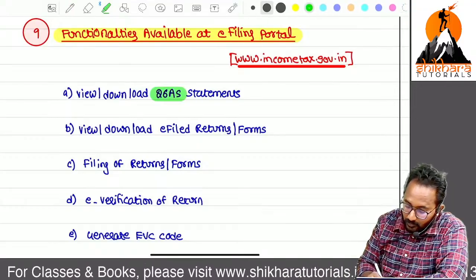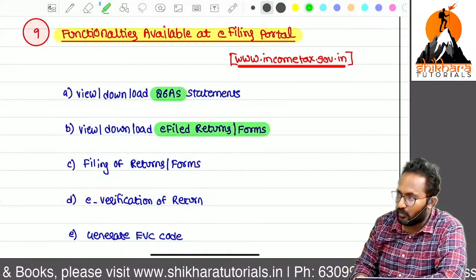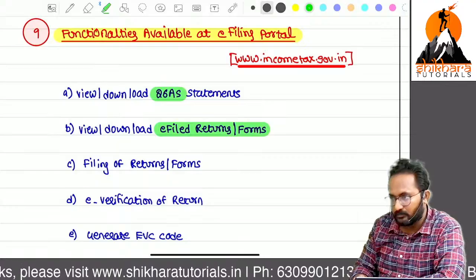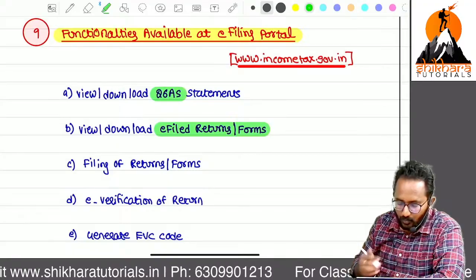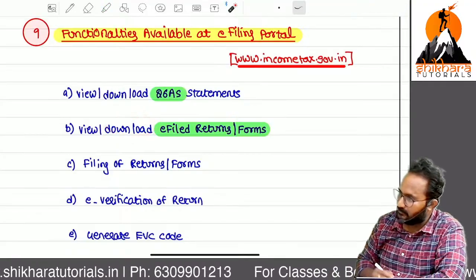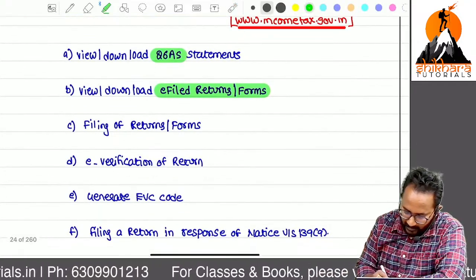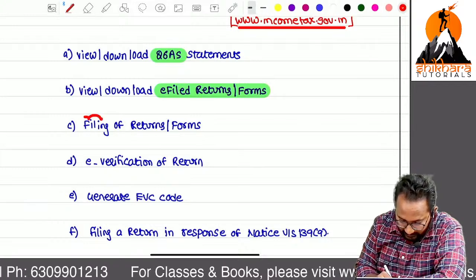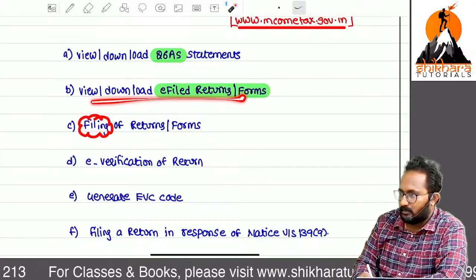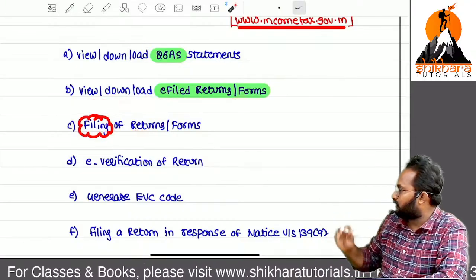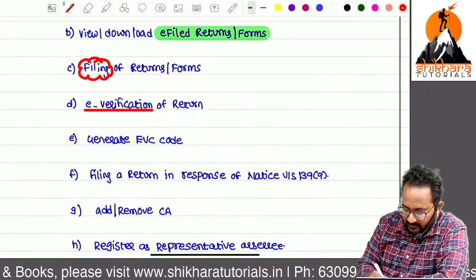Now, the returns you have already filed, you can download as well as view. For example, yesterday I filed my return of income, and now I want to download that PDF again. Can you download? Yes, or you can view also. Next, filing. How can you file the return of income? By using this website only. Already filed things you can download, and in future, if you want to file, you can go with the e-filing website. Next, e-verification.